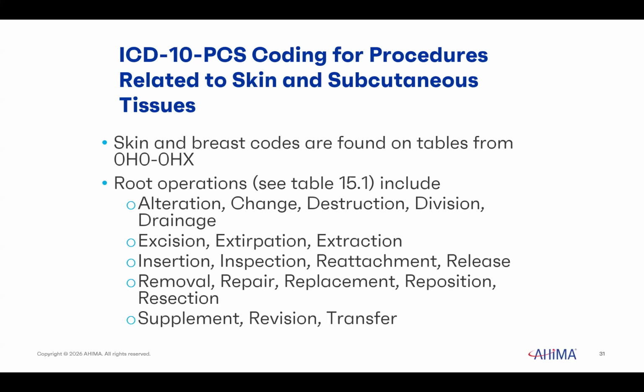And again, these tables that you can find in your code books are tables 0H0 through 0HX for the skin and the breast codes. And what this covers is the root operations that you see in table 15.1 in your text. This could be alteration, change, destruction, division, drainage, and so on, right? Remember that PCS coding is based on the objective of the procedure, not the procedure name documented by the provider. And they could be two very, very different things.